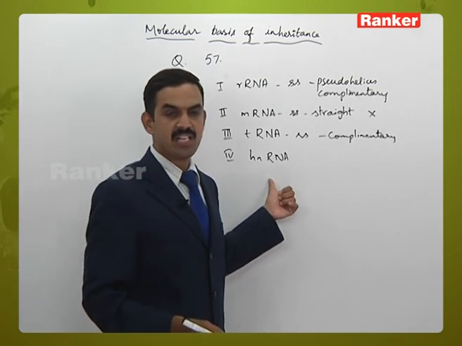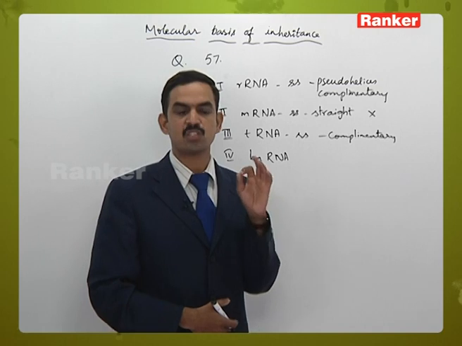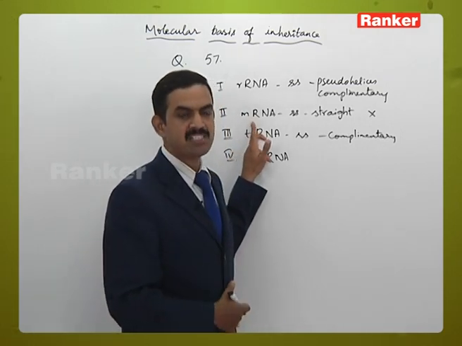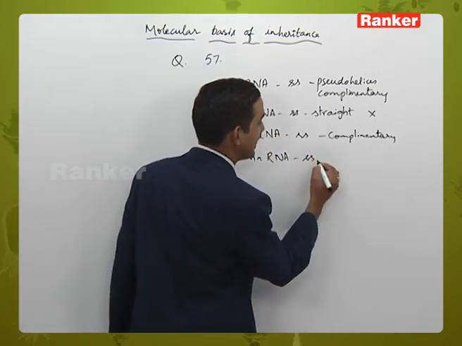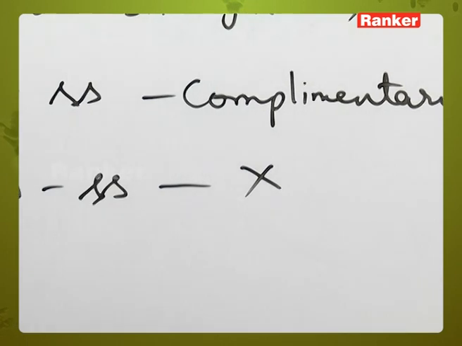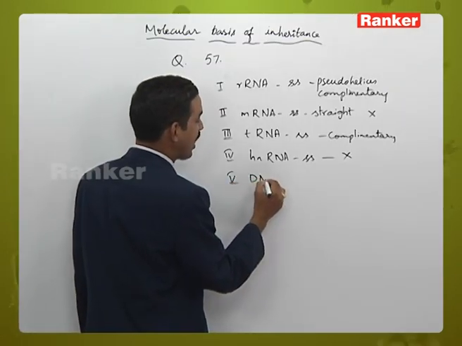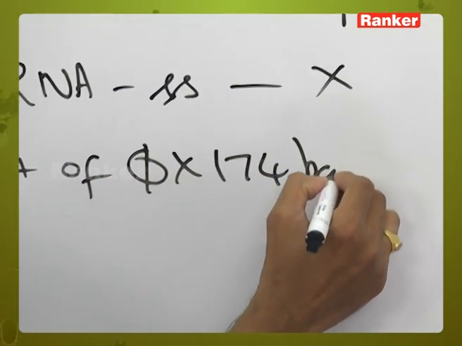Then heterogeneous nuclear RNA. Heterogeneous nuclear RNA is a straight molecule which is a precursor for the mRNA molecule. As it is a precursor for mRNA, it is also a straight, single stranded molecule, and it does not show complementary nature. And the fifth one is the DNA of φX174 bacteriophage.